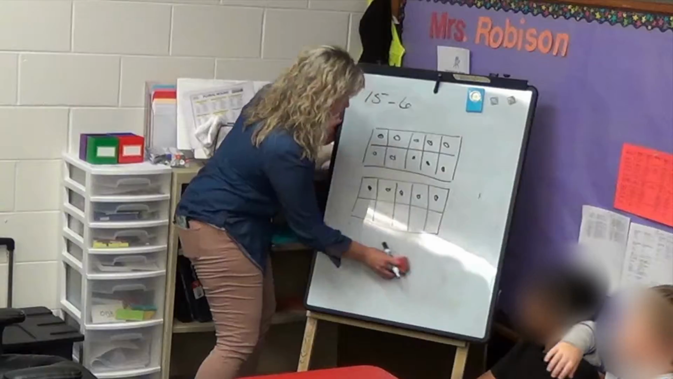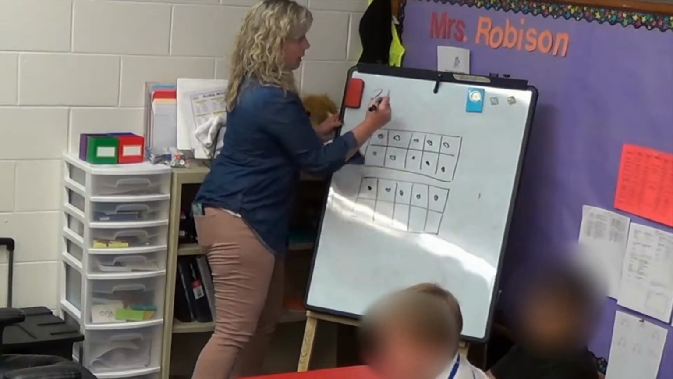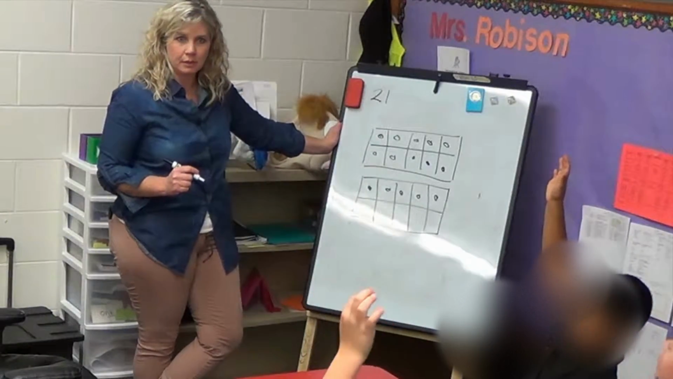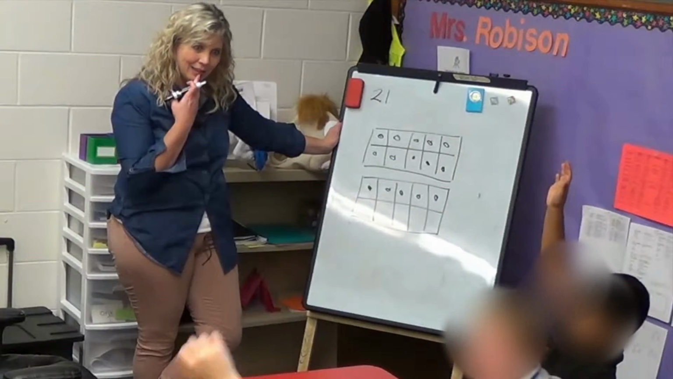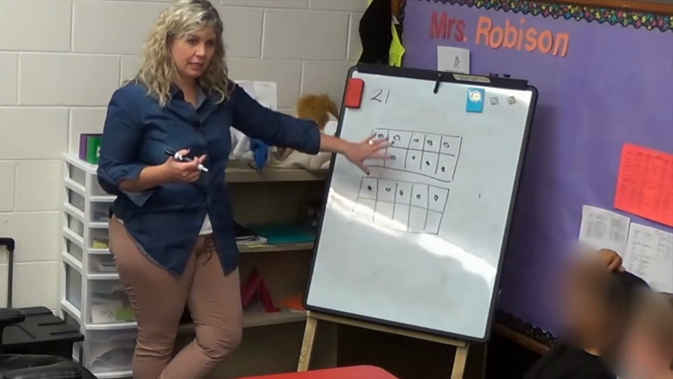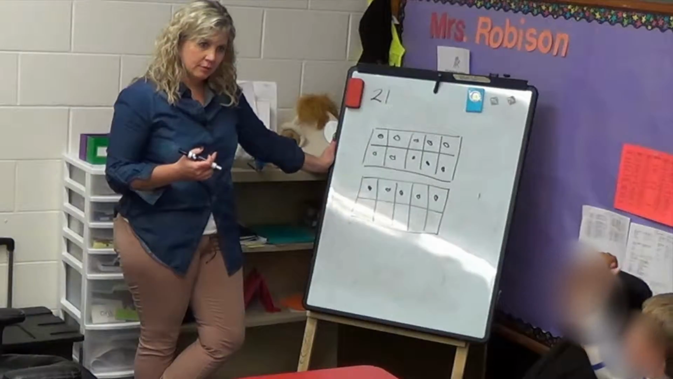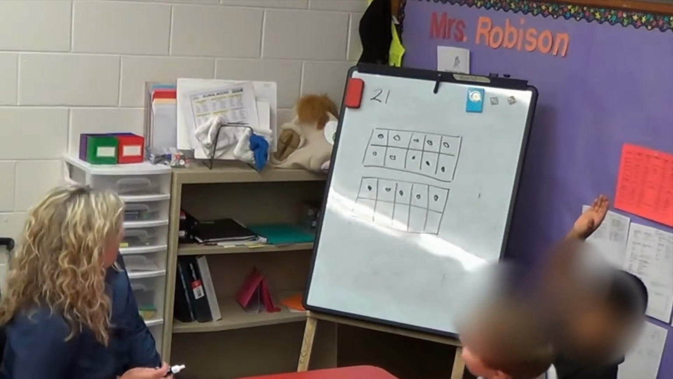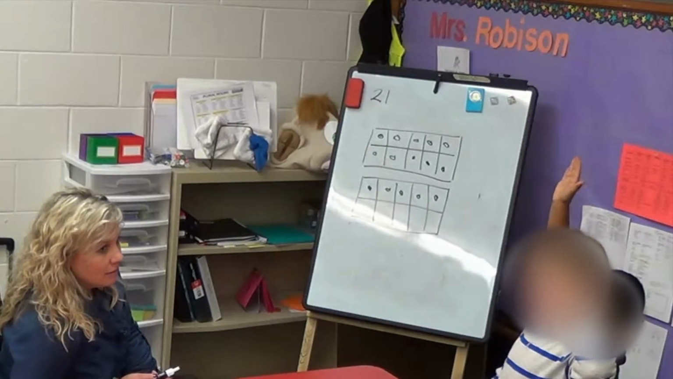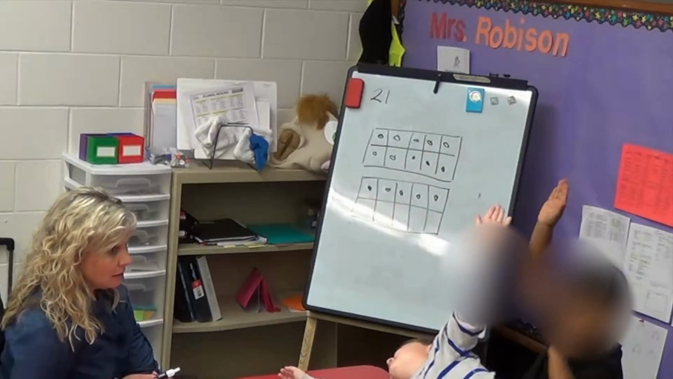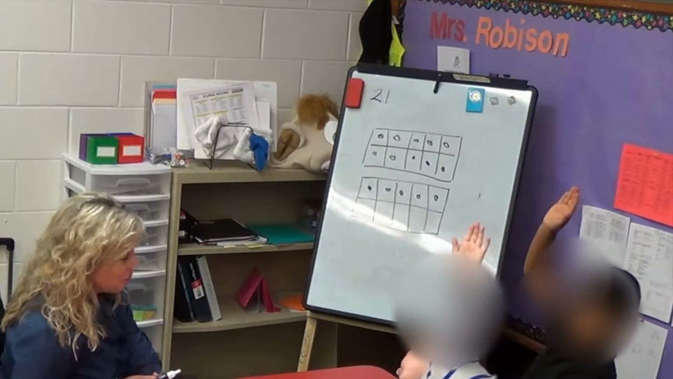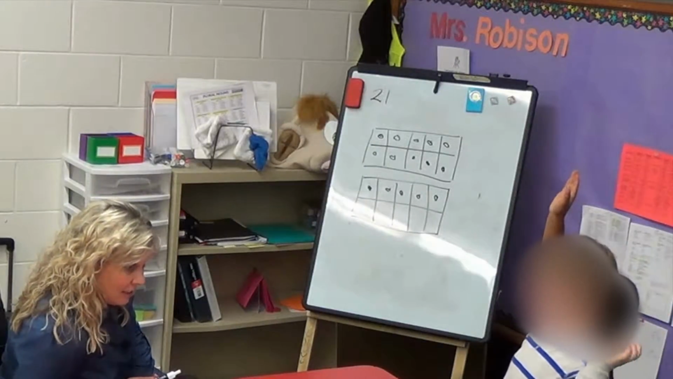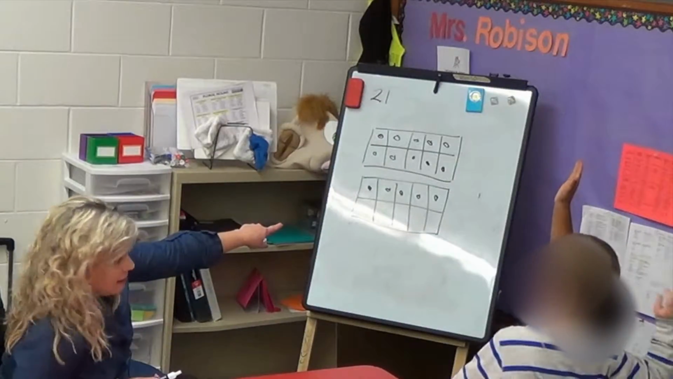Okay, so here's the number. Tell me what I need to have. It's 21. How do I model 21 on these 10 frames? Okay. What do you think? How do I make this look like 21? Do I have 10? I have 10. Do I have 20? How would I make 20? What would you do up there? The 10 and the 10? So what should I do with that second 10 frame?